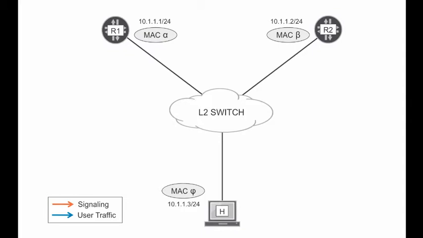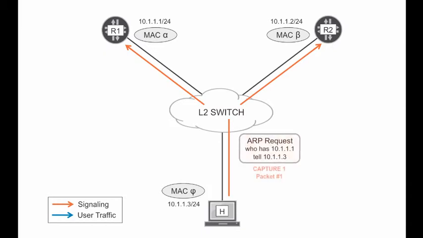That's the purpose of the Address Resolution Protocol, widely known as ARP. The ARP request is a broadcast frame that is flooded to all the hosts in the Ethernet domain. The ARP request is sourced from the unicast MAC address of H, that we call here PHI. Since the source MAC address of the ARP request is PHI, the level 2 switch maps PHI to the port connected to H. This process is called MAC learning.